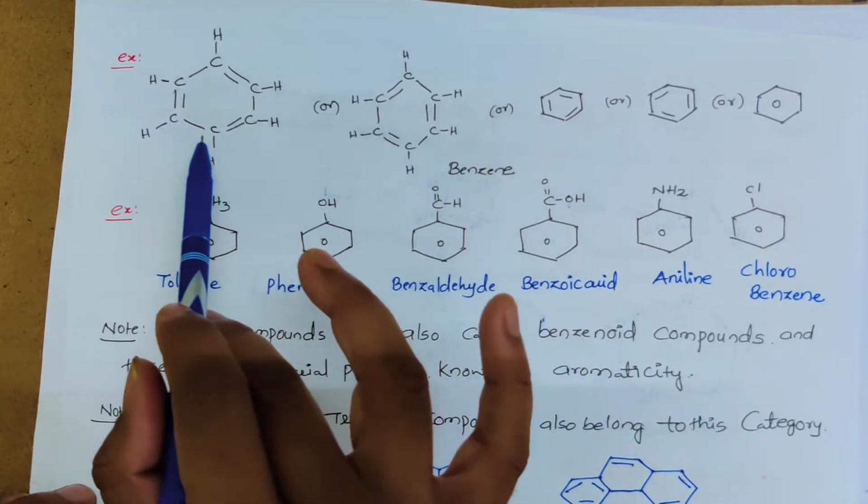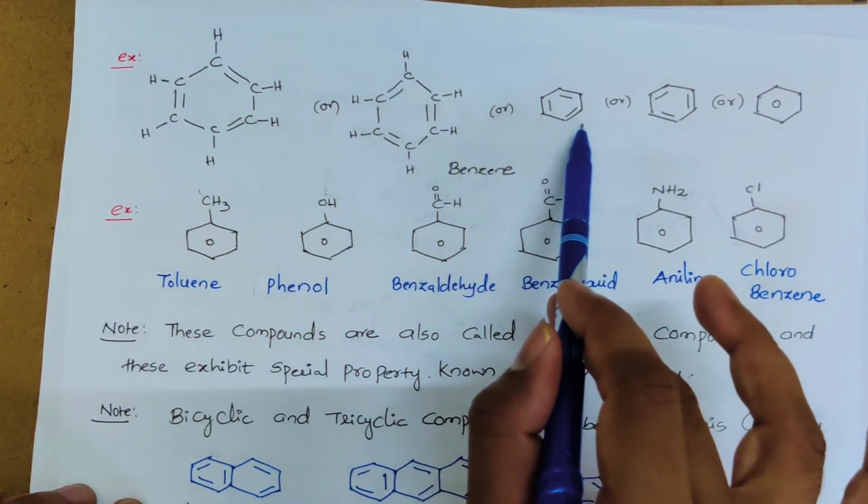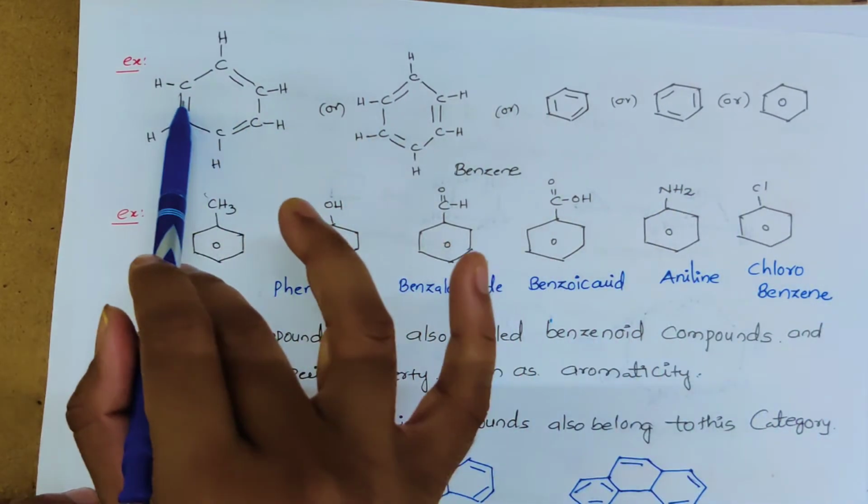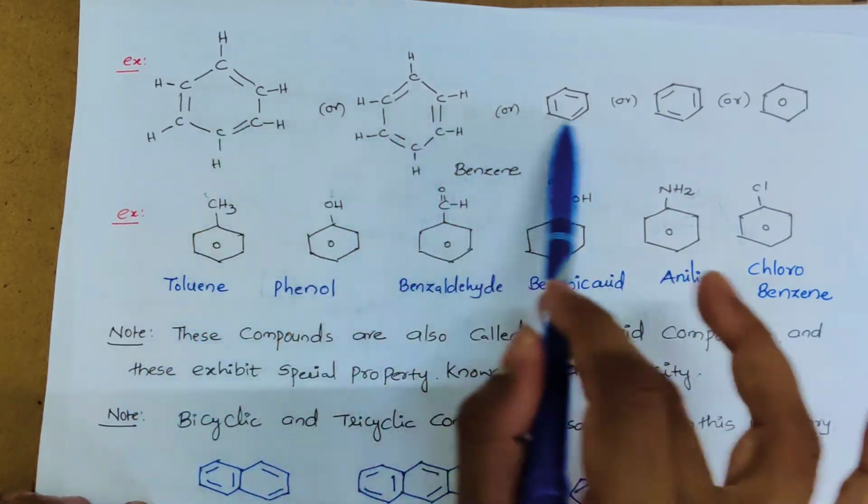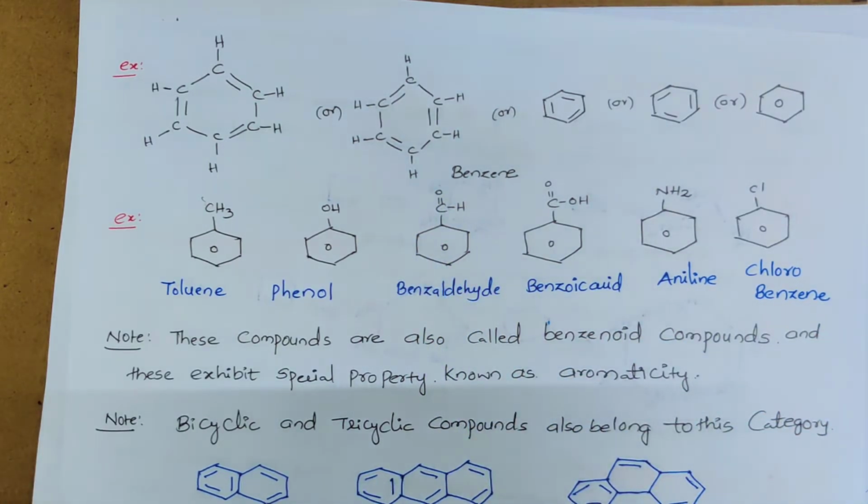So we can represent the benzene like this or like this, here or here we may also represent like this. These are in cyclic manner. These are containing at least one benzene ring. This type of the compounds are called benzenoid compounds.